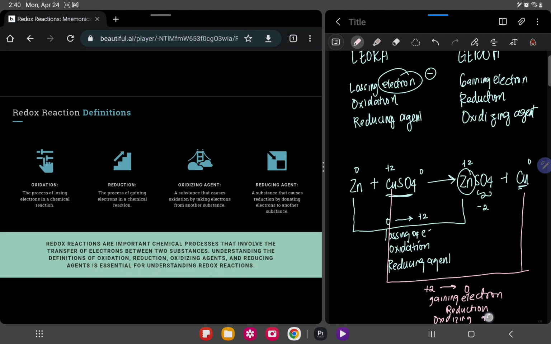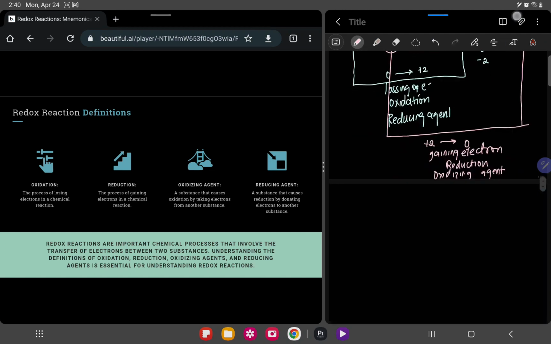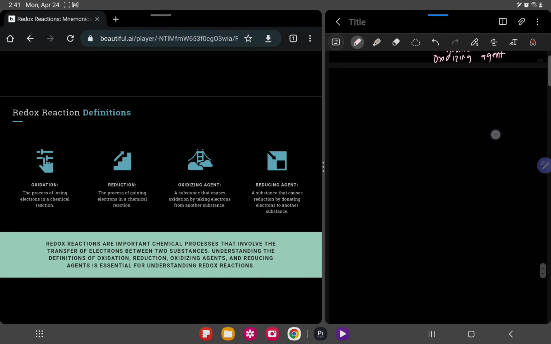Okay, so what is being oxidized? Copper here is oxidizing your zinc. Okay, so that's the relationship between oxidation and reduction. I guess we touched on all the topics, all the definitions in this slide.